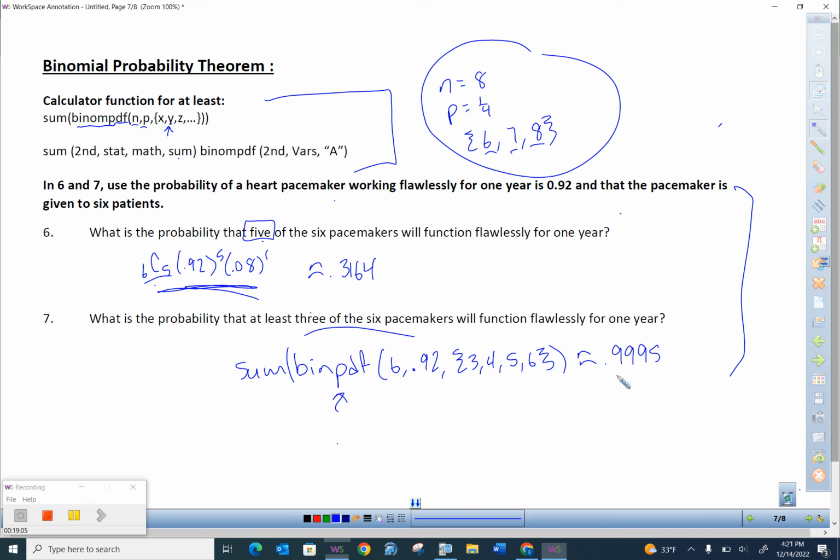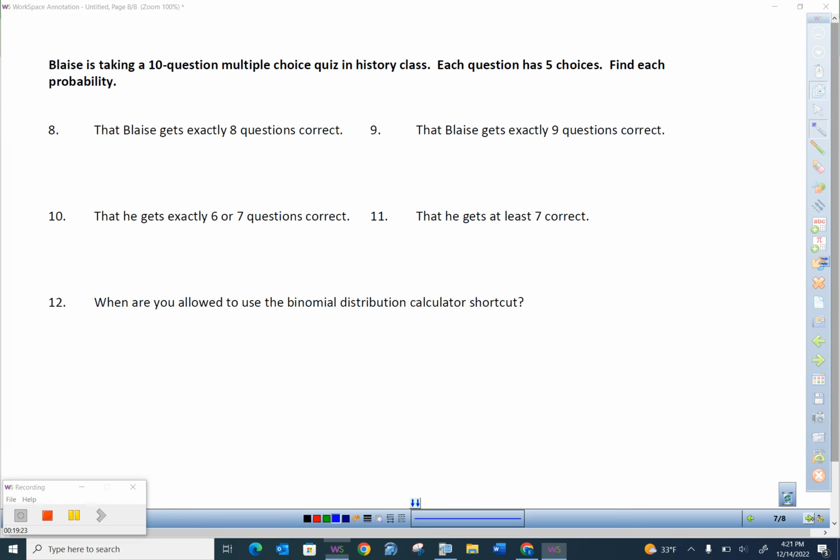And this was very, very likely because our probability of 1 working was 0.92, and at least 3 working is pretty low. We're taking 3, 4, 5, 6, adding all those outcomes. These ones, you can try if you want to. We didn't actually do these 2 in class. We just checked on this one.